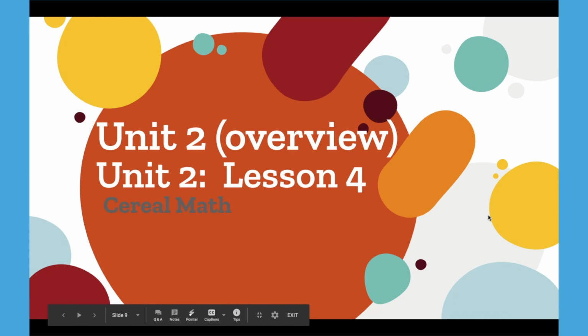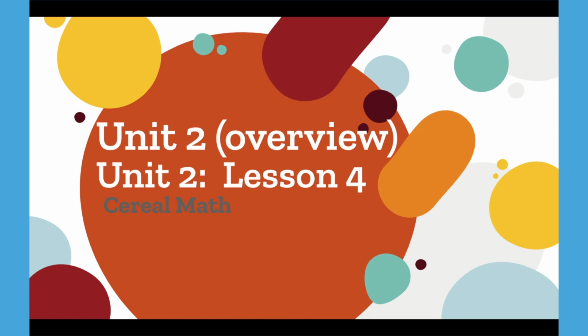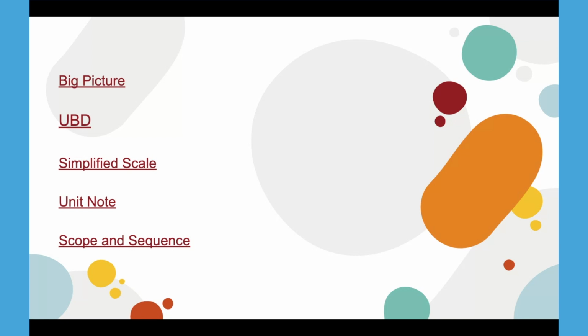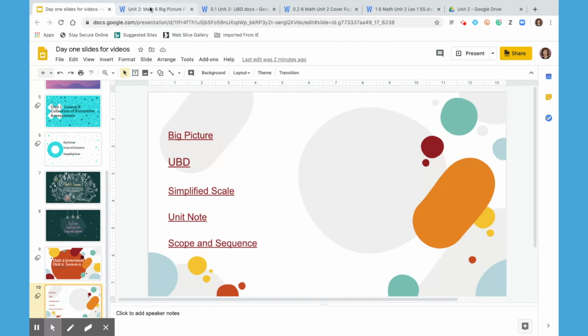We're moving on to Unit 2. We'll be looking at the overview and the introduction to Unit 2, Lesson 4, Serial Math. We'll look at the big picture, the UBD, the simplified scale, the unit note, and the scope and sequence. This is because we're starting a new unit, and these yearly documents are very important as we plan for that particular unit, to make sure that we're aware of and look at.